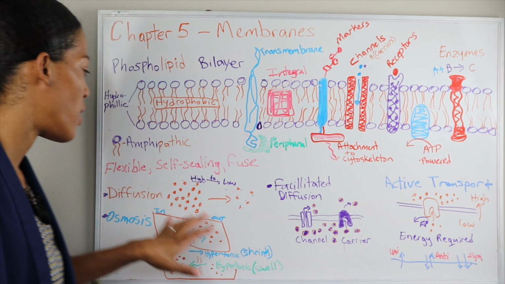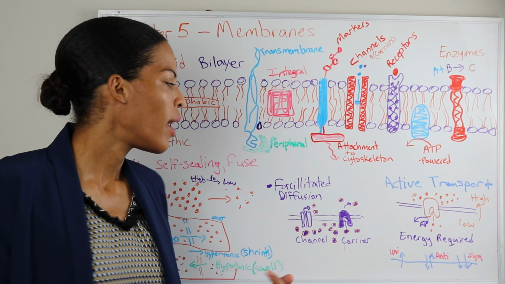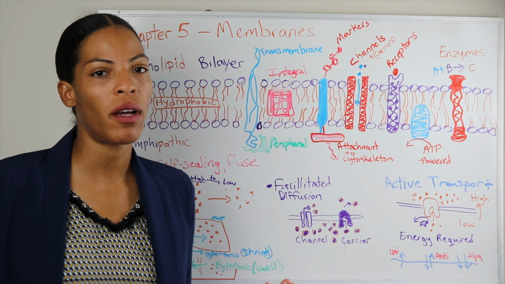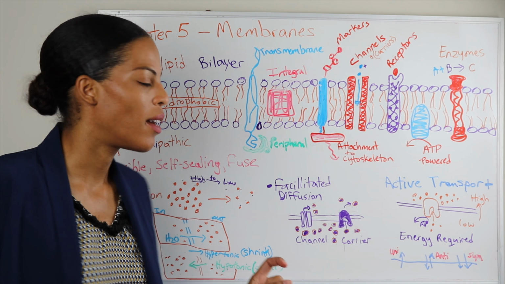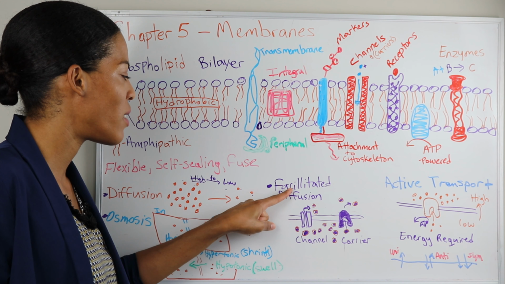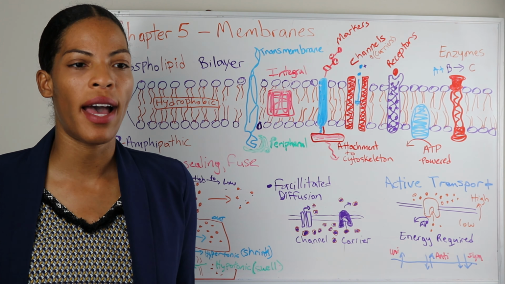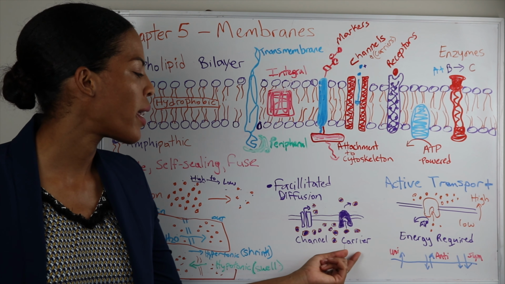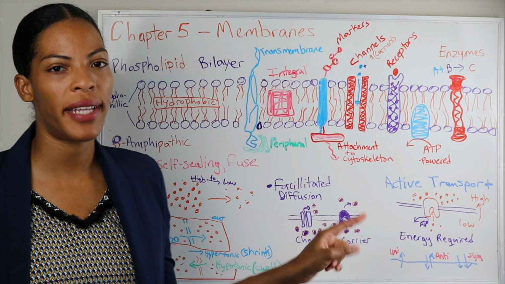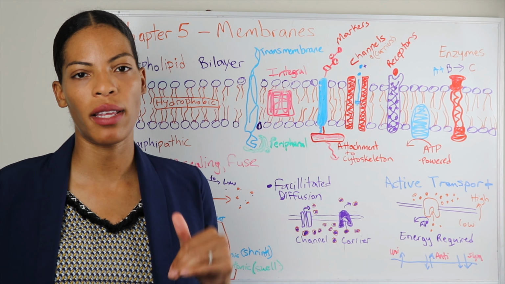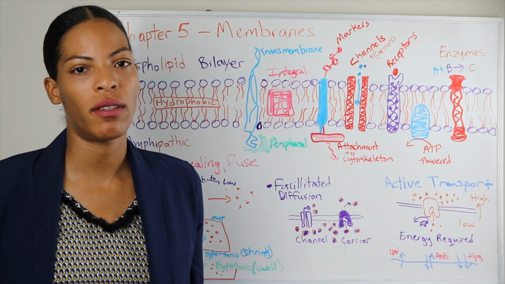As long as you have this high to low gradient, they can cross in that direction. However, if you have a charged molecule, like I mentioned, like an ion or a slightly bigger molecule, but not too big, we have what's known as facilitated diffusion. And facilitated diffusion, you would need to have a channel protein or a carrier protein present. So there are different channels that interact with specific molecules to get them across, and different carrier proteins that interact with specific molecules to get them across.